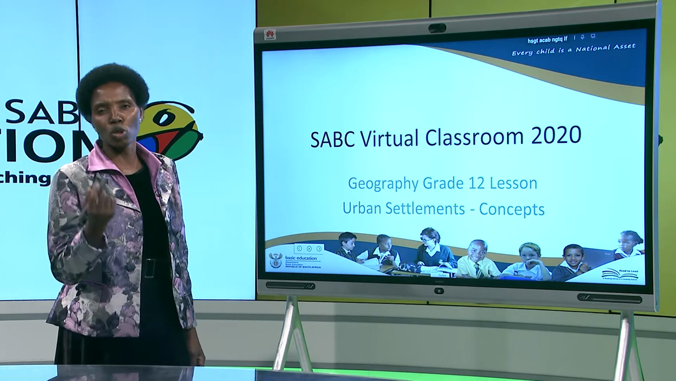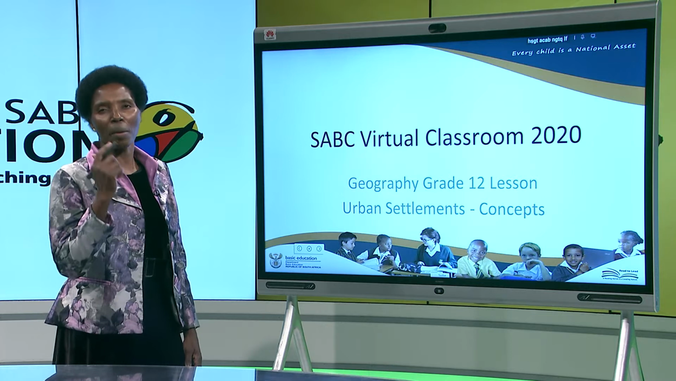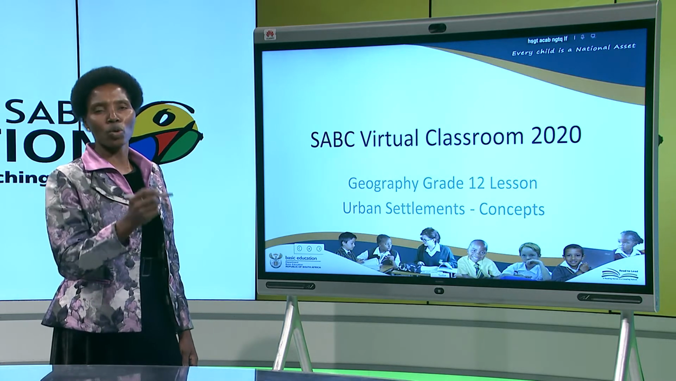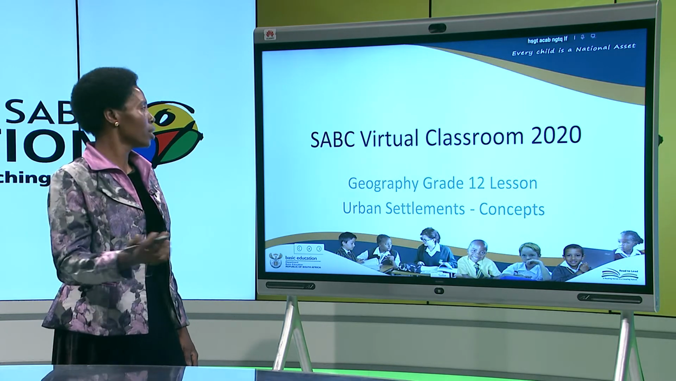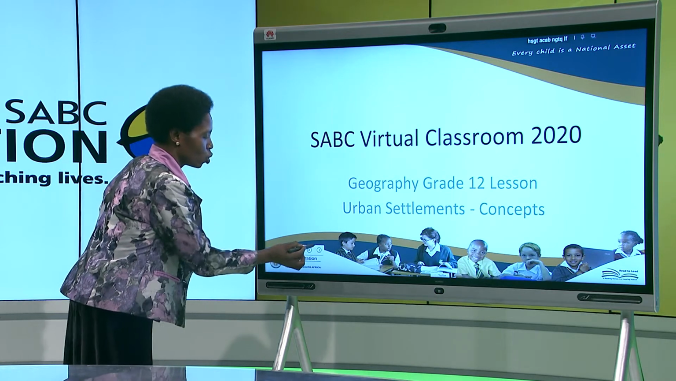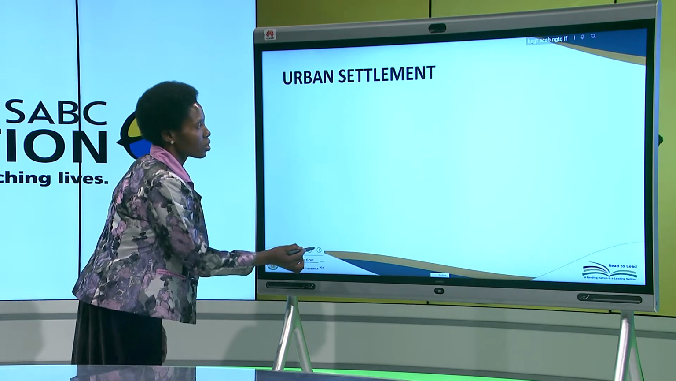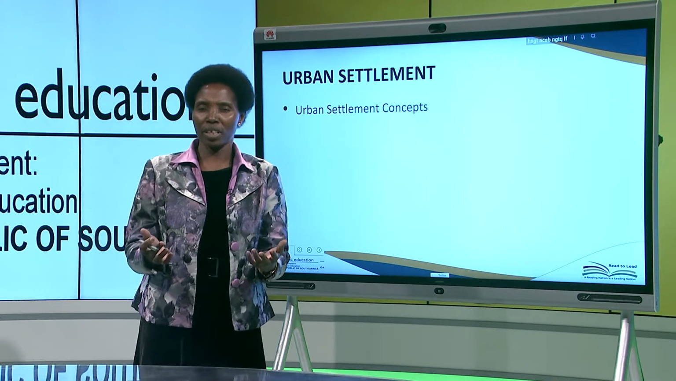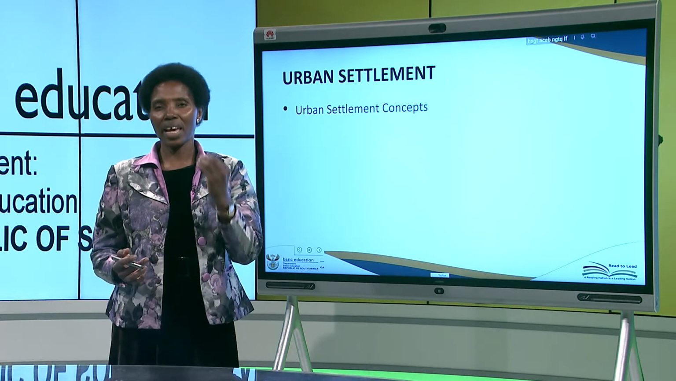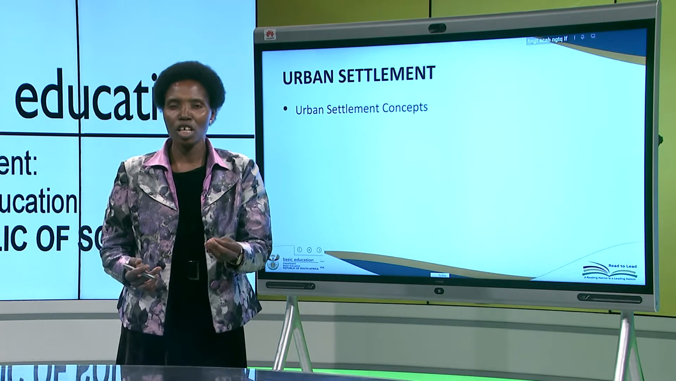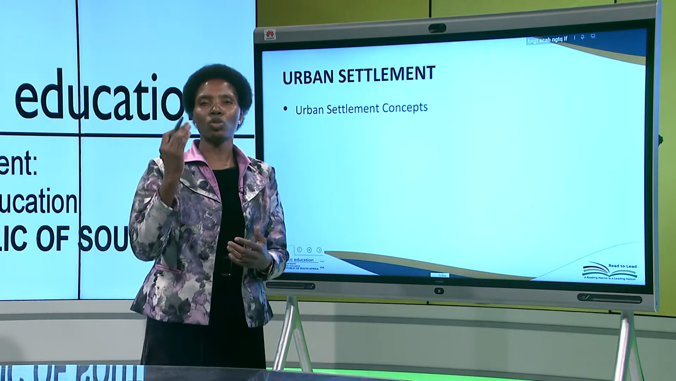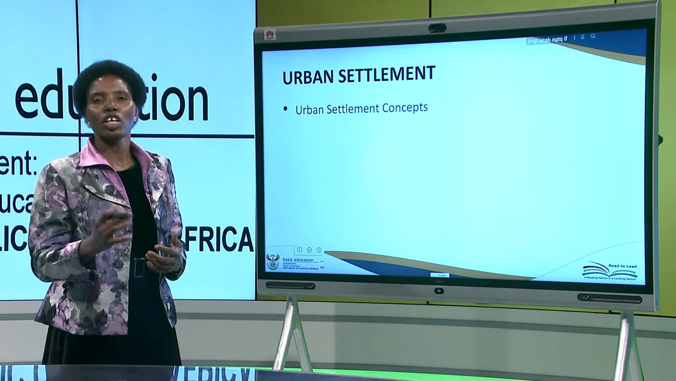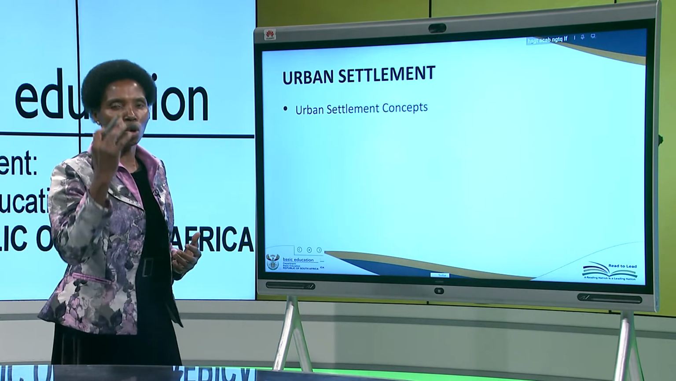Okay, we are going to do geography today. We are going to do urban settlement. So let us go through what we need to cover today. The first thing that we are going to look at is the concepts, urban settlement concepts. Concepts are very important, grade 12, because these are the ones that help you to understand the content. So when we are explaining, you need to take note of what you need to consider when you are writing your concepts.